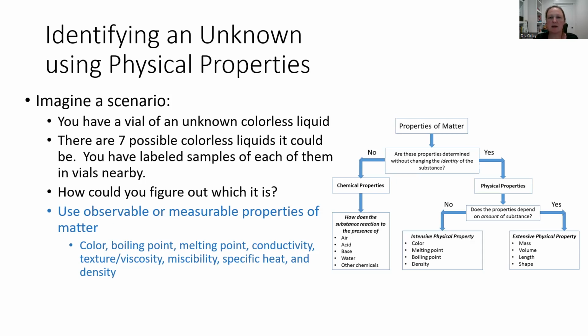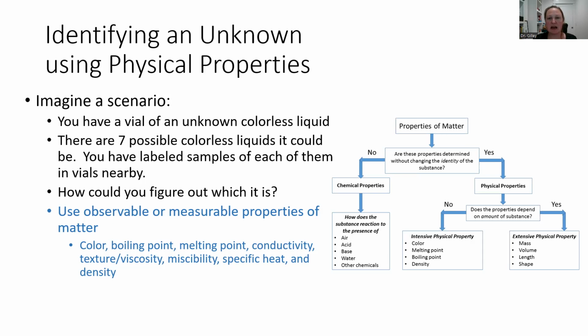So we want to talk a little bit about the different properties of matter. First off, there are what are called physical properties of matter and chemical properties of matter. In physical properties, we're not changing the identity of the substance, so the chemical remains the same chemical. If we were looking at chemical properties, we would be studying its reactivity to convert into a different chemical. And that's one thing we could have thought about doing with our unknown liquid.